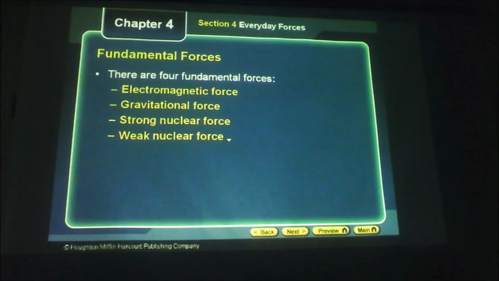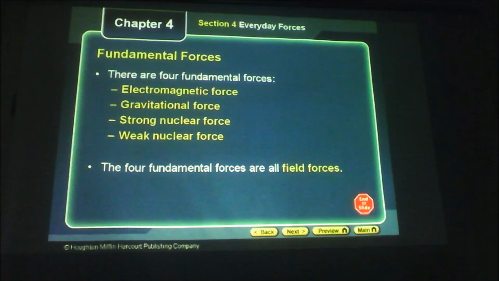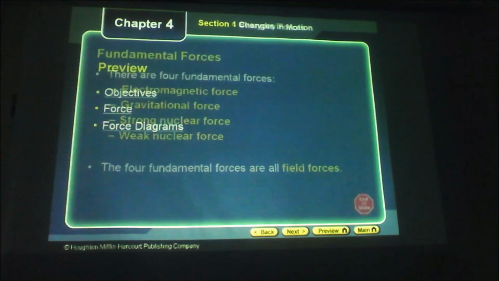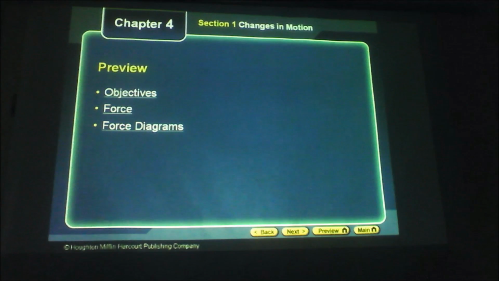Okay, so what are the fundamental forces? There are 4 of them. We have the electromagnetic force, the gravitational force, the strong nuclear force, and the weak nuclear force. These are the 4 fundamental forces that we call field forces. And we are done with today's lecture.